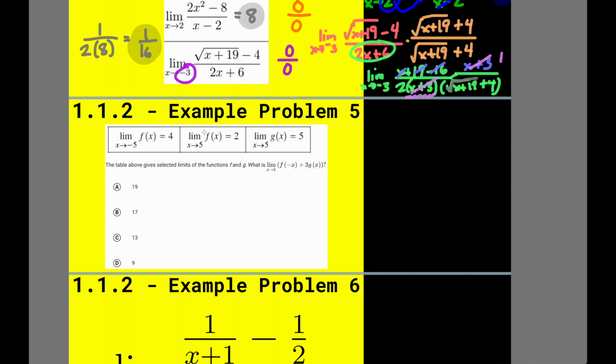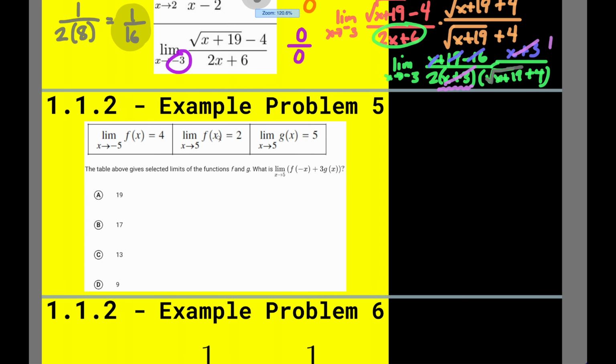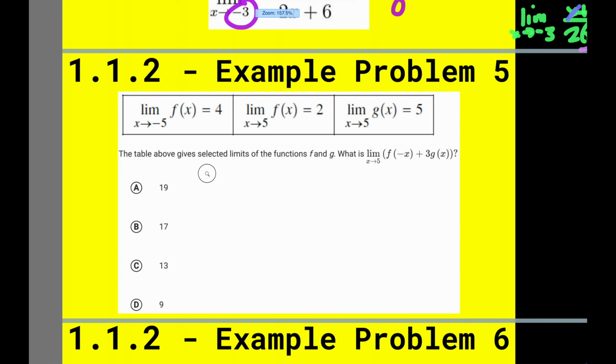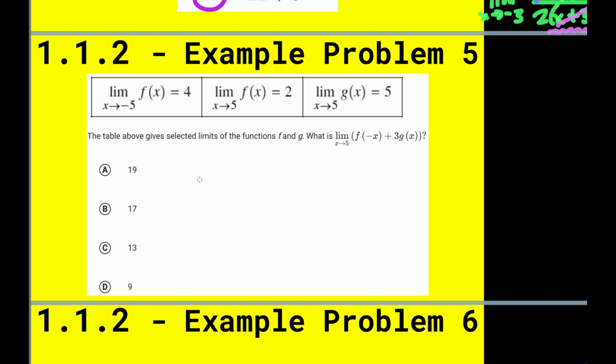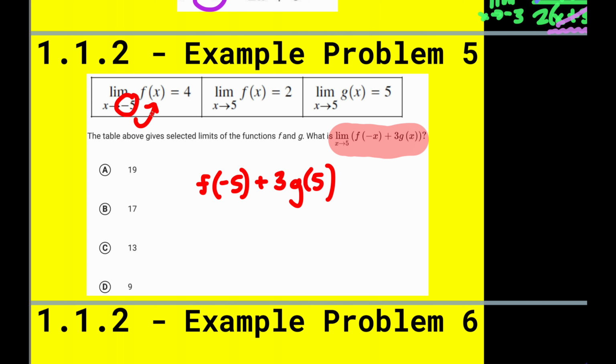Sometimes they give you problems in a calc class where they don't even have an equation. It just gives you what the limit values are, and you have to evaluate some limit expression like this one right here. It's the same kind of rules. Do direct substitution first. So then you're going to end up with f of -5 plus 3 times g of 5. Well, f of -5 isn't given in this problem, but we have x approaching -5 for this f right here. So if we do direct substitution, you know that f of -5 is equal to 4.